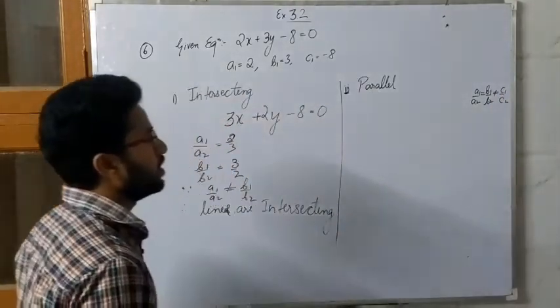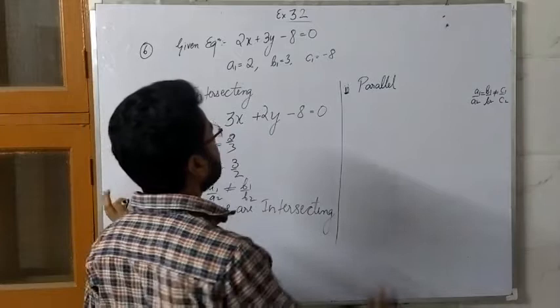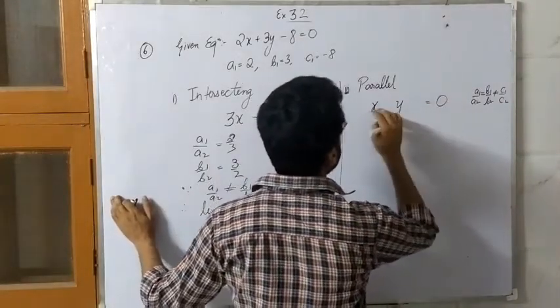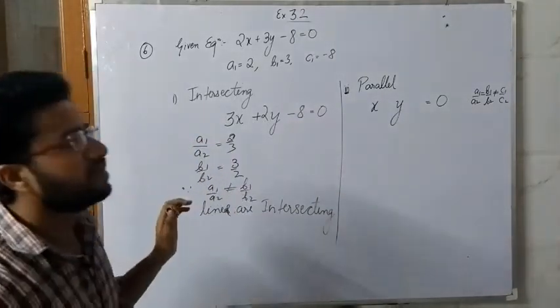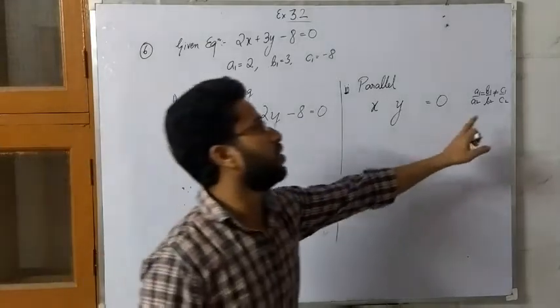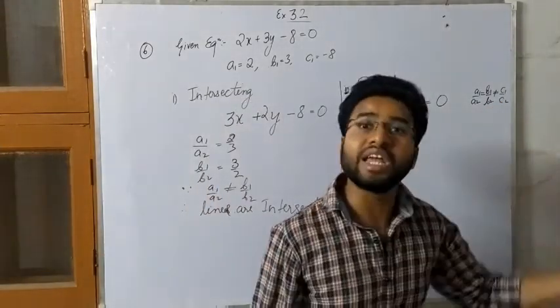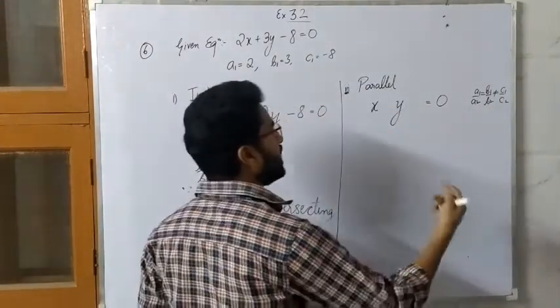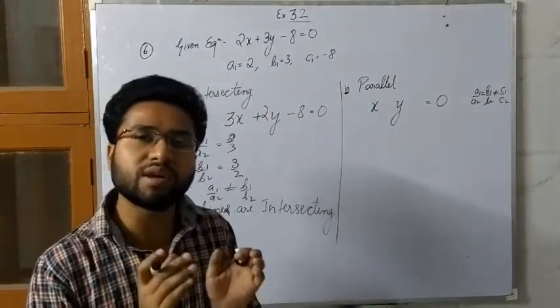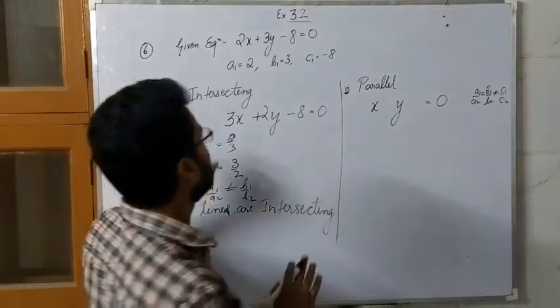C2, right? So that means we have to take the coefficients of x and y in such a way that their ratio should be equal. And C1 upon C2 should not be equal. Whatever should not be equal, you change it, and whatever should be equal, you keep the same, right?